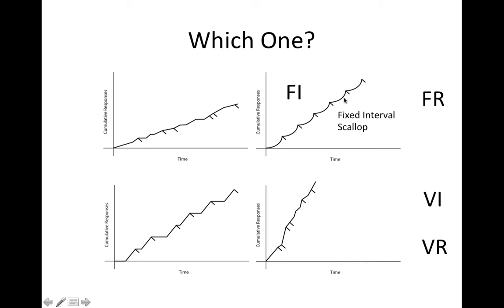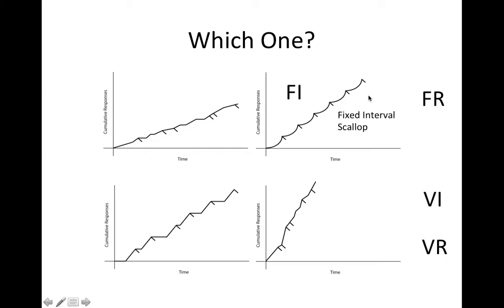This pattern of responding we actually call the fixed interval scallop, or the FI scallop. And what we get is within the reinforcement interval, we get an acceleration of behavior. As we get close to the end of the interval, the animal actually accelerates in responding. This is an FI scallop.